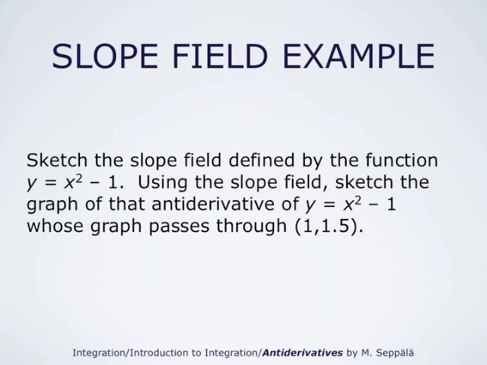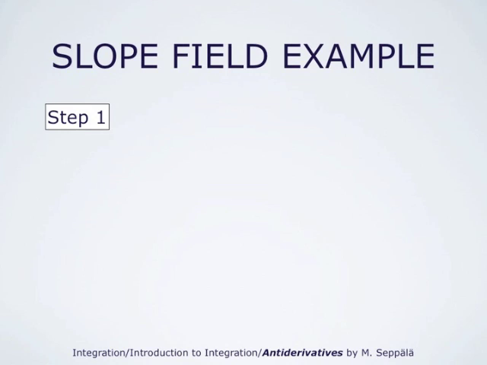Consider the task of sketching the slope field defined by the function y equals x squared minus 1. Using that slope field, we then sketch the graph of that antiderivative of the function y equals x squared minus 1, whose graph passes through the point 1, 1.5. We perform the following steps.